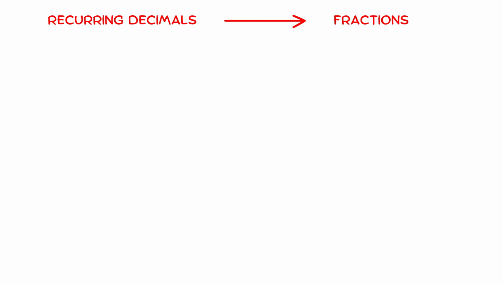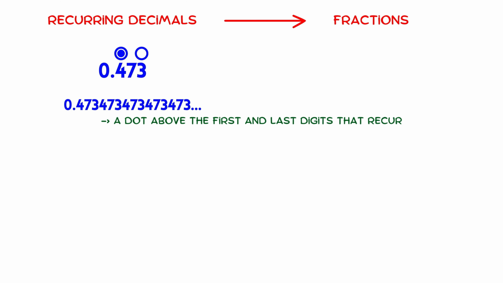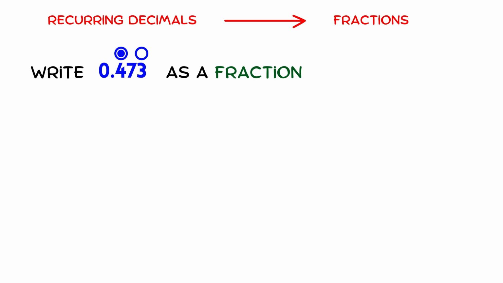In this video, we're looking at how to convert recurring decimals into fractions. Recurring decimals are those whose digits repeat, like 0.47347343, and so on. These sorts of decimals carry on recurring forever. And so instead of writing the digits on forever, we just put a dot above the first and last digit that repeats. So in this case, where the 473 is recurring, we would write it as 0.473 with little dots above the 4 and the 3.